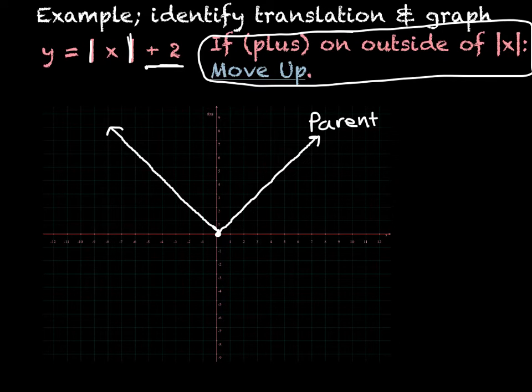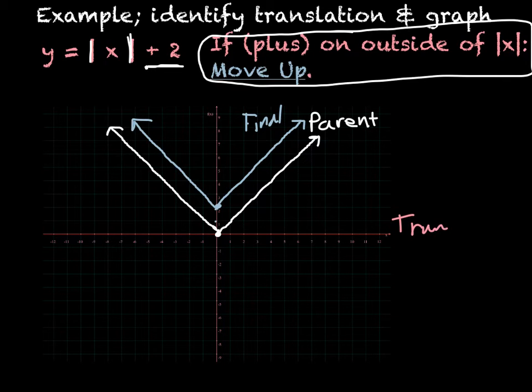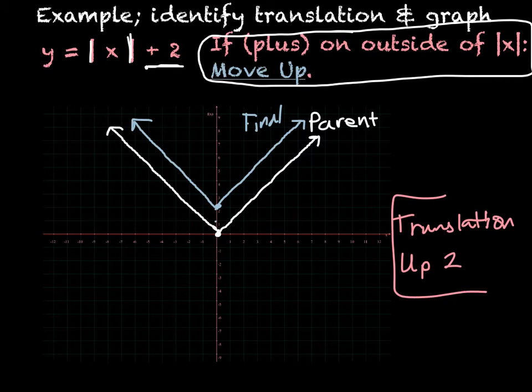So up, because it's a 2, I'm going to move up 2, 1, 2, and then my point of my V is going to be there, and then I move everything else up 2, go up 1 over 1, and then I go backwards. So this would be my final graph, and then I need to explain what that means. It's a translation up 2. So you have to graph it and tell me how it moves.